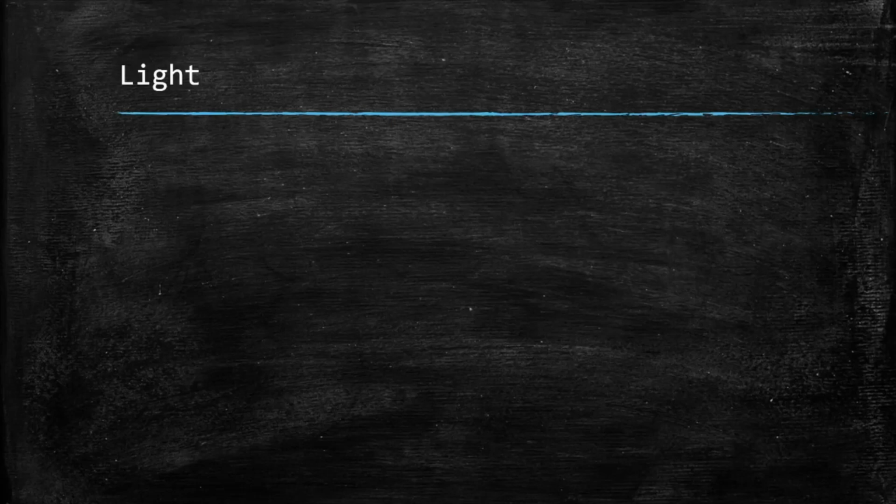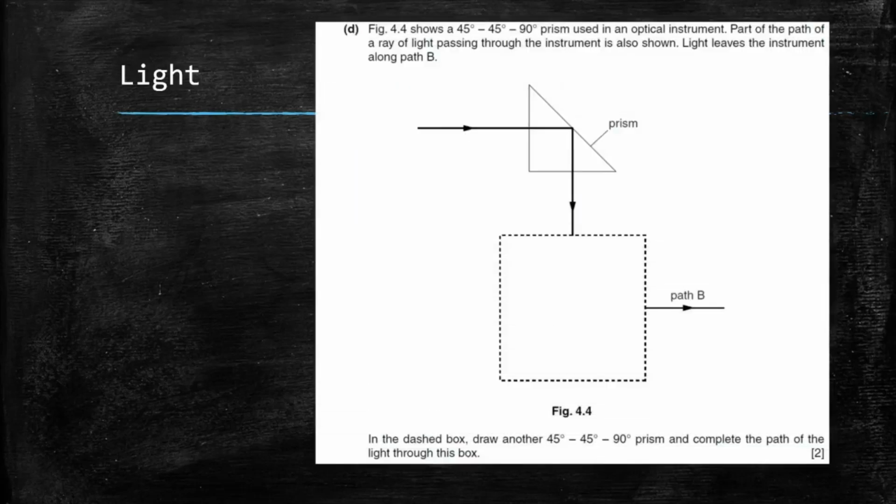Let's discuss number 4D. Figure 4.4 shows a 45 degrees, 90 degrees prism used in an optical instrument. Part of the path of a ray of light passing through the instrument is also shown. Light leaves the instrument along path B. In the dashed box, draw another 45 degrees, 90 degrees prism and complete the path of the light through this box.